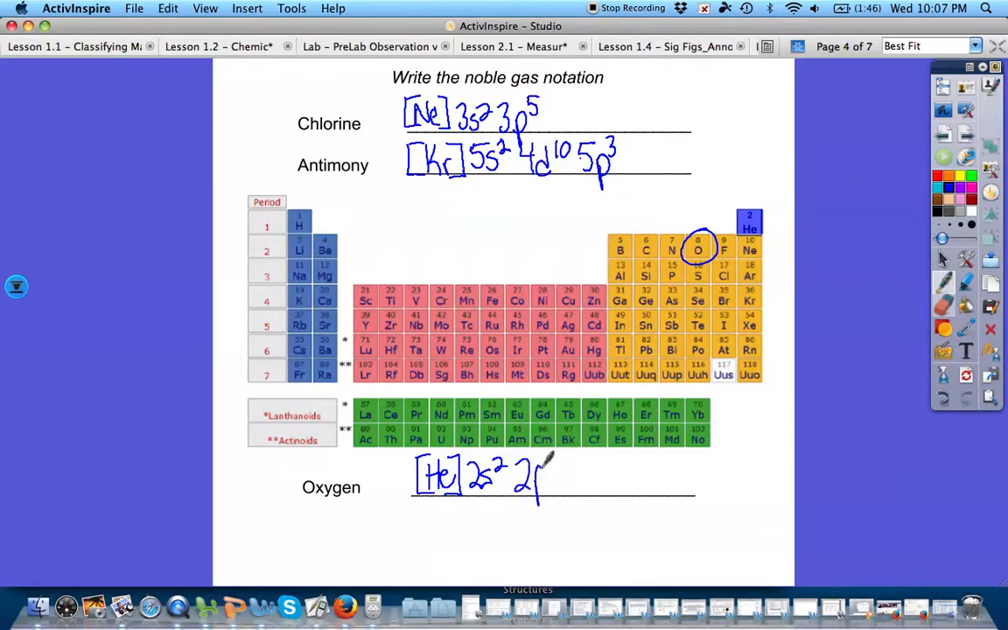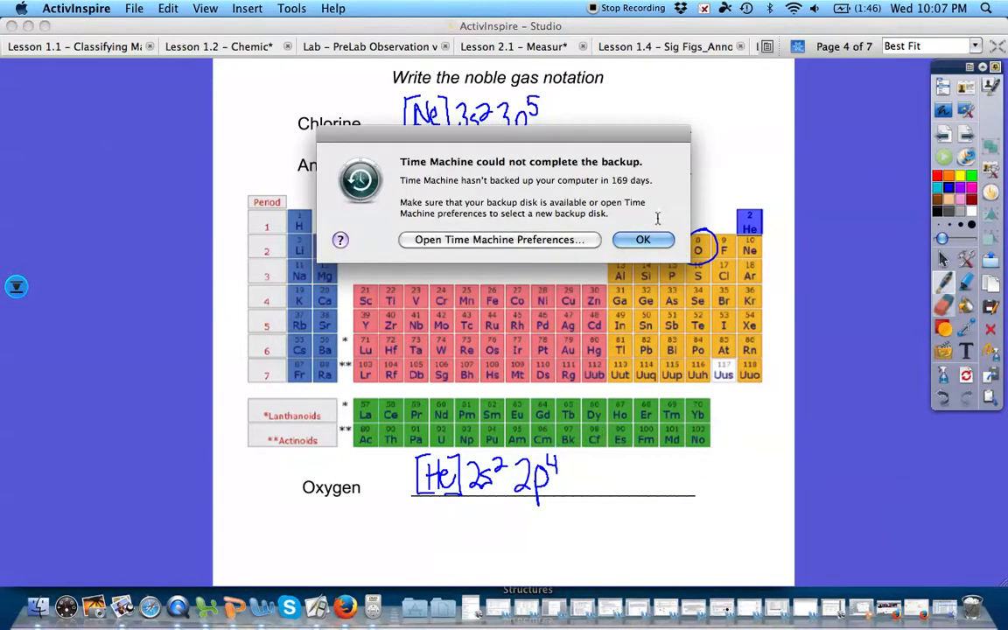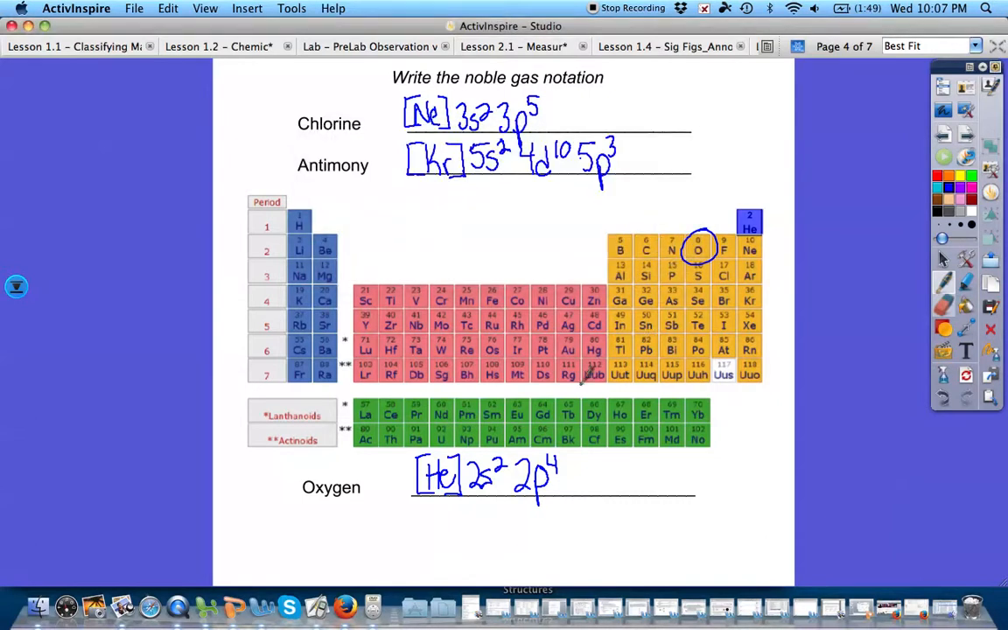And then we're at 2p. And then 1, 2, 3, 4 gets us to oxygen. So that is how you write noble gas notation. So you need to now pay attention to see if it says the electron configuration, full electron configuration, or the electron configuration using noble gas notation.